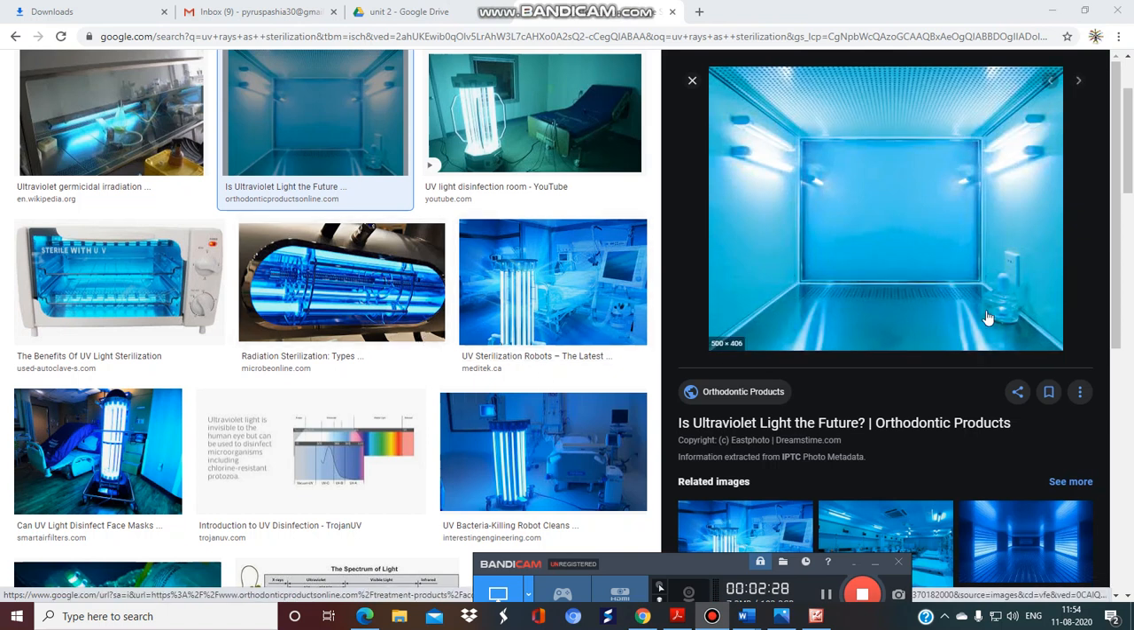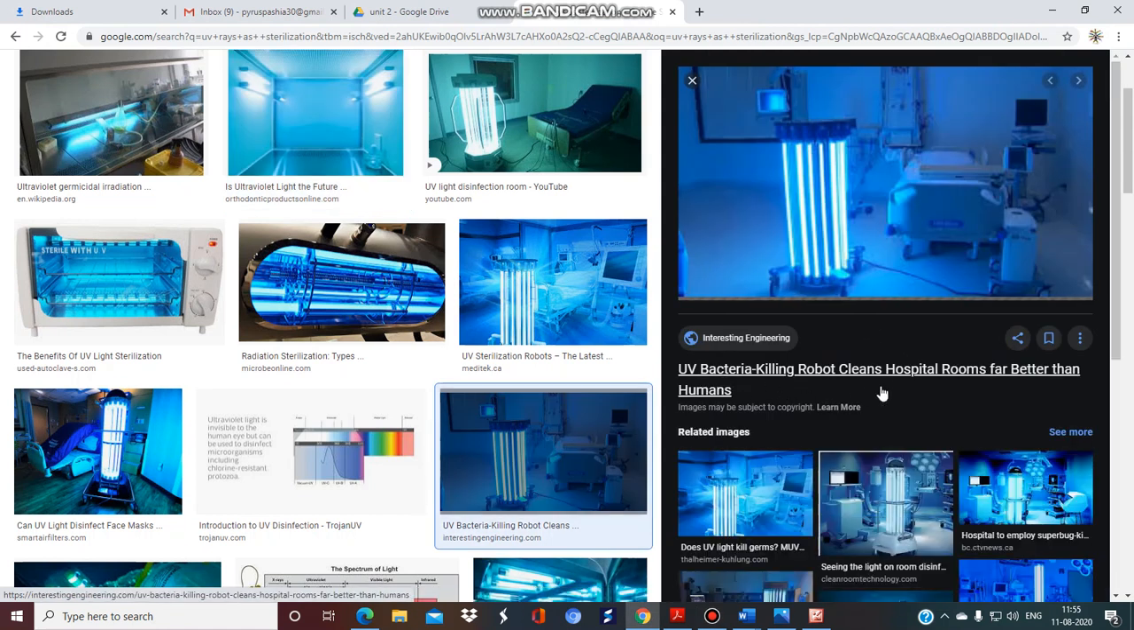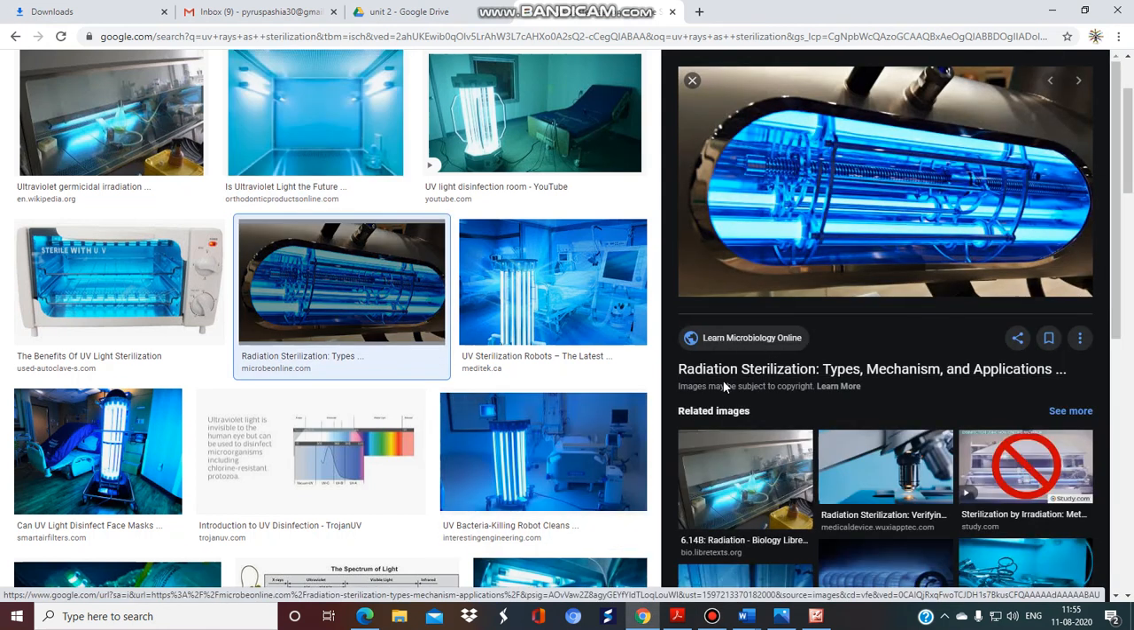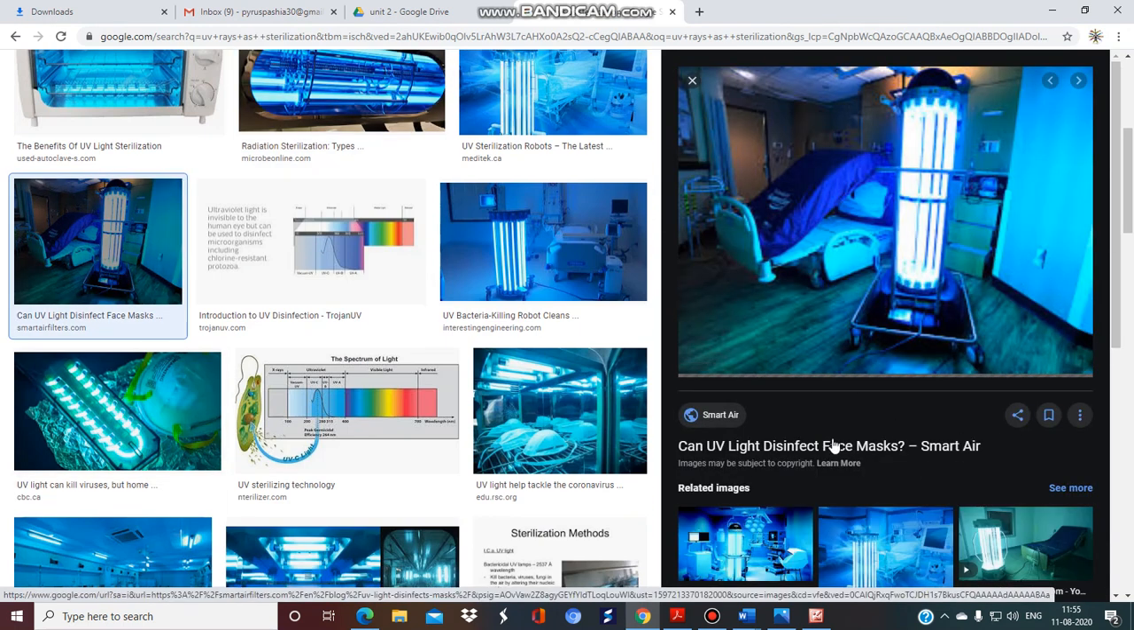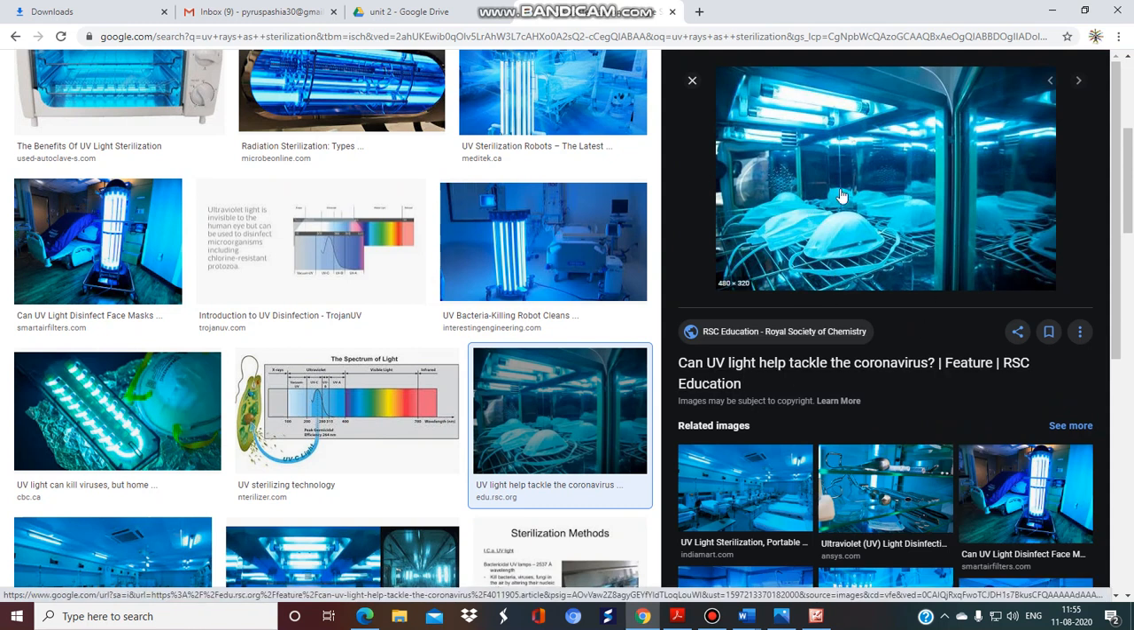And these are various chambers and operation theaters in which UV light is used to kill bacteria. There is again sterilization by using UV light. Just see here. This is the UV light that kills even viruses. These are some of the labwares that are sterilized using UV light. It even tackles the coronavirus to some extent. To some extent it is used to sterilize various laboratory wares and various surgical instruments.